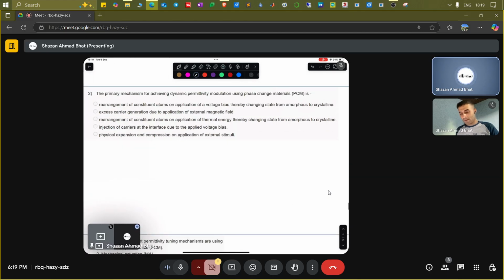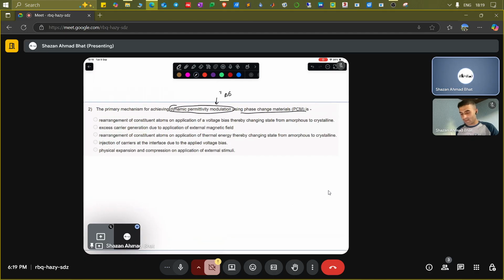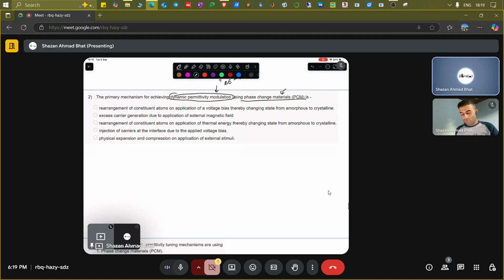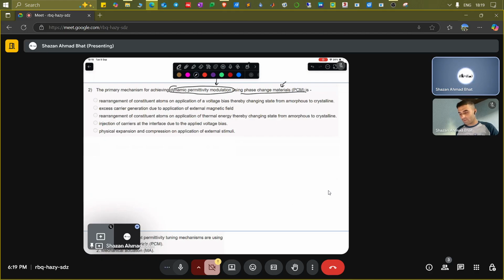So what is the primary mechanism for achieving dynamic permittivity modulation using the phase change material? Dynamic permittivity modulation means a change in the epsilon, or rather a change that is going to change the refractive index, using the phase change material. So what is basically the theory? The rearrangement of the constituent atoms on application of voltage bias, thereby changing from amorphous to crystalline. Definitely we change from amorphous to crystalline, and not the excess carrier generation, because that is fundamental to the carrier injection mechanism. Injection of carriers is not again physical. This is basically the mechanical modulation.